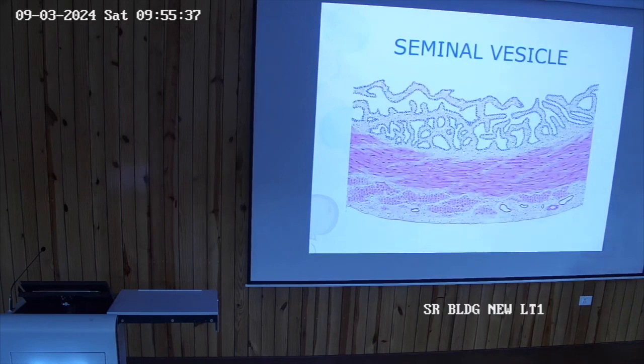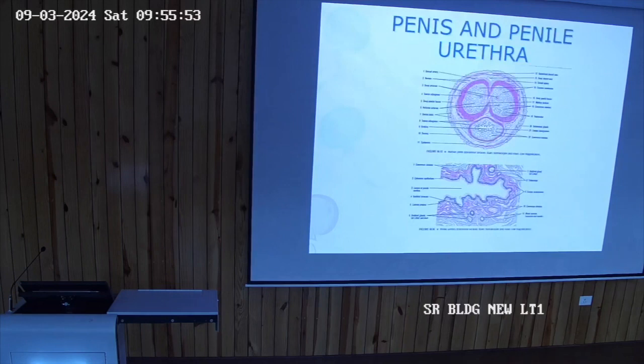Highly branched, irregular mucosal layer is what you are going to see in the seminal vesicle, then lamina propria and a smooth muscle layer, and adventitia. Secretions here contribute to the semen. Then we have the penis and penile urethra.